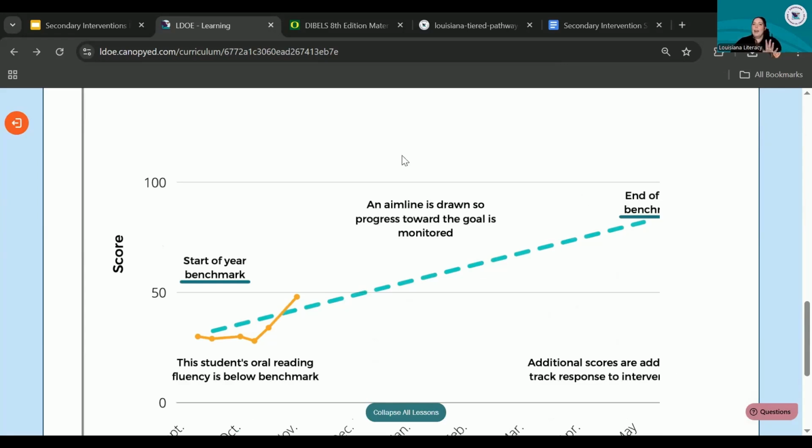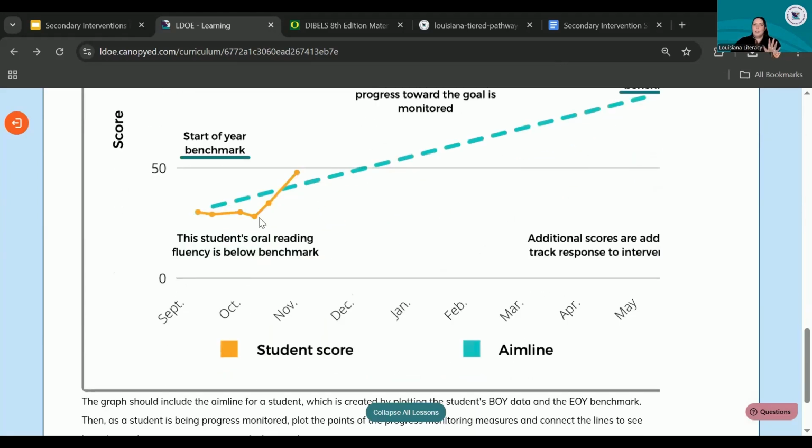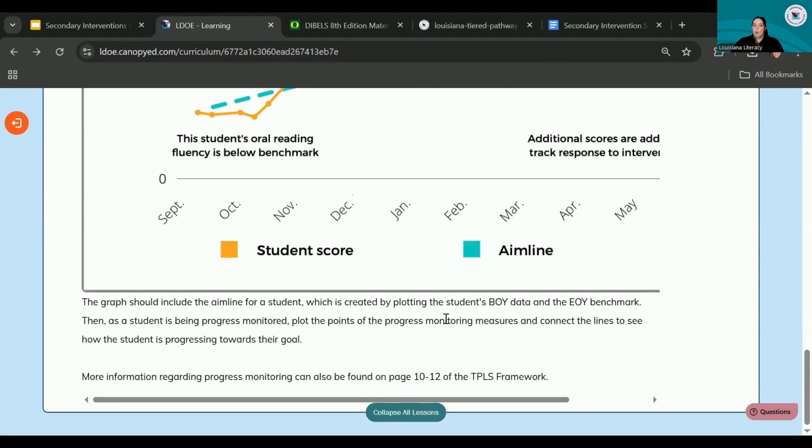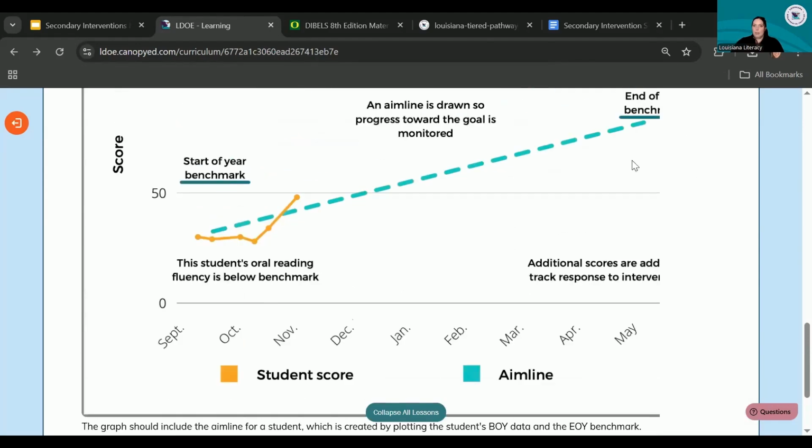But just so you know, this is kind of what it will look like. You'll have the student scores represented right here in yellow. You'll see the different points of the different progress monitoring measures that they've had. And then the lines are connected to show the trends. And then the aim line for this student is this blue dotted line, where we have their starting point, and then we have where we want them to end, which is the 50th percentile of their grade level benchmark. And then we just plotted a line between the two so we can see how they're doing in relation to that aim line of where we want them to get to. And then you just add scores as they move through progress monitoring. So that's what that looks like, starting at beginning of year, moving through end of year.